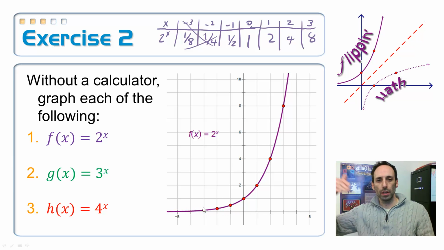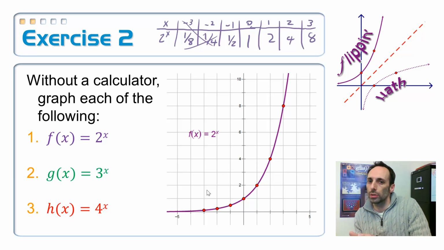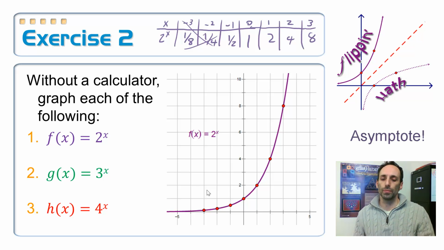Now let me ask you a question. This graph that's getting close to the x-axis, is it ever going to pass it? Is it going to go to the other side of the x-axis? Is it ever going to be negative? The answer is no. So it's never going to cross that line. And a line that you never cross on a graph, but you get closer and closer and closer to, is called an asymptote. So this graph has a horizontal asymptote at the x-axis.